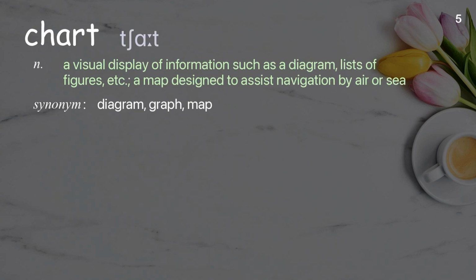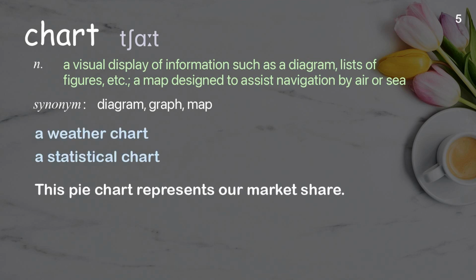Chart. A visual display of information such as a diagram, lists of figures, etc.; a map designed to assist navigation by air or sea. Examples: A weather chart. A statistical chart. This pie chart represents our market share.